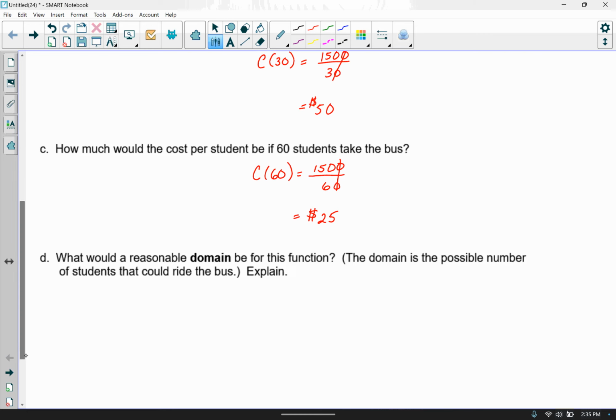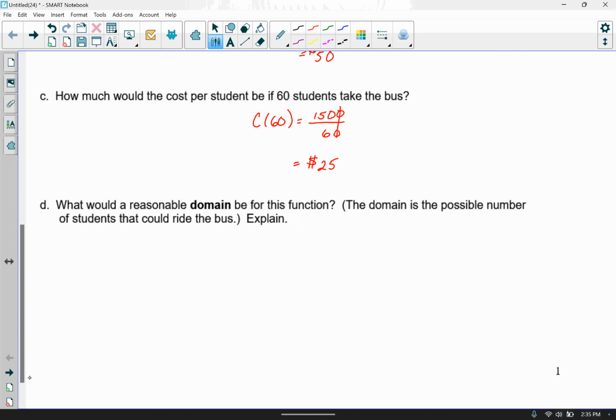Now I want us to take this one step further, and let's talk about what a reasonable domain would be for this function. How many students can we put on this bus? Okay, so I'm going to start here. I'm going to ask you a few questions. I'm going to say, well, what is the smallest number of students who can take the bus?